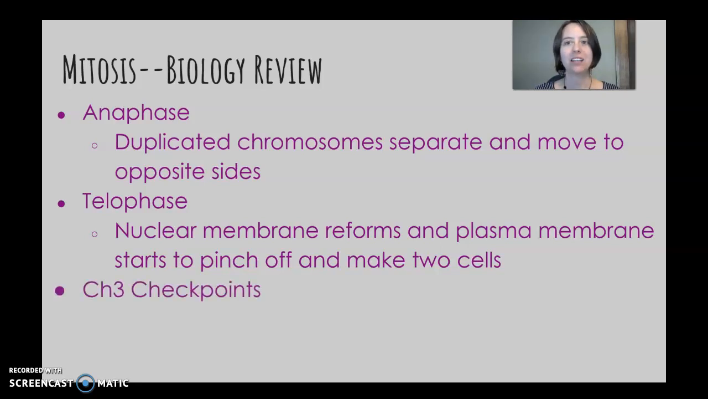If you remember doing the pop beads and going through all the steps of mitosis, that is what we did. Hopefully you can picture those and remember that in your brain.